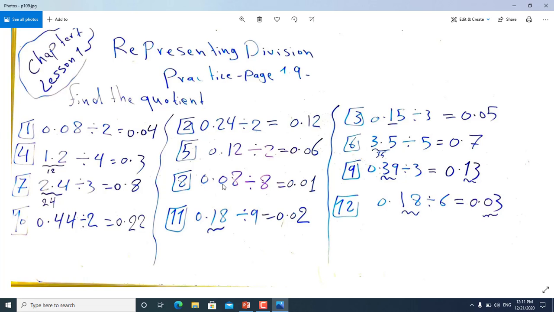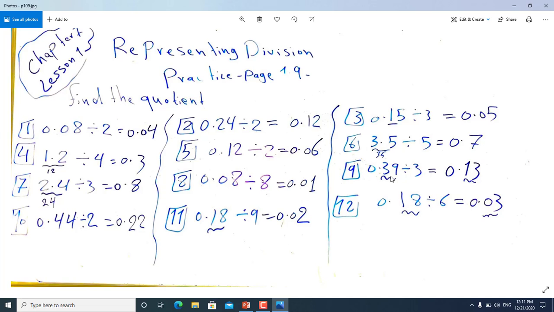From 8, we have 0.08 divided by 8. First, we divide 8. 8 divided by 8 is 1. And this 8 is from place hundredths. We have two digits after the decimal point, 1, 2. But here, it's only 1. So we put this 0 to make two digits. After that, we have 0.01, with two digits after the decimal point.